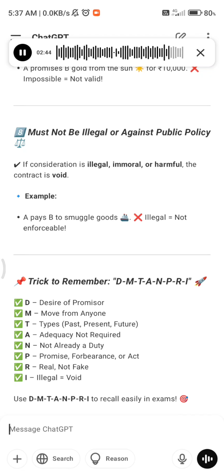Illegal, not enforceable. Trick to remember, DMTANPRI. Desire of promiser. Move from anyone. Types: past, present, future. A, adequacy, not required. N, not already a duty. P, promise, forbearance, or act. Real, not fake. Illegal equals void. Use DMTANPRI to recall easily in exams.